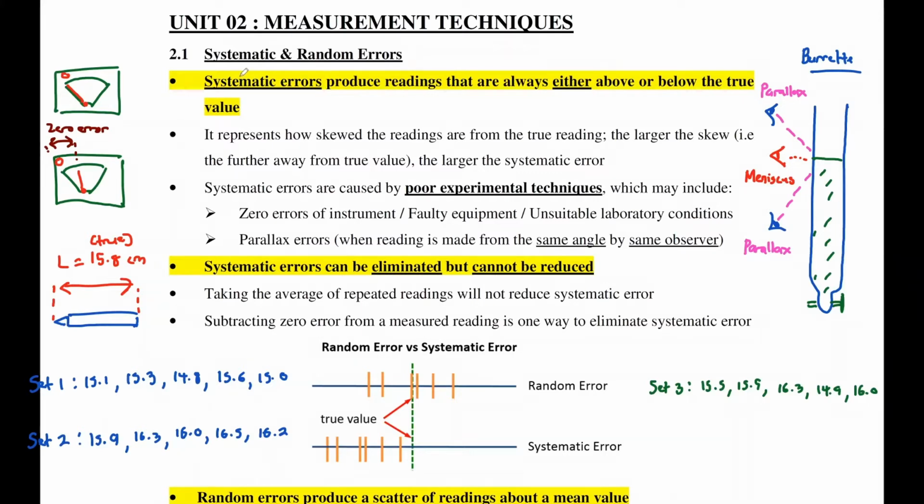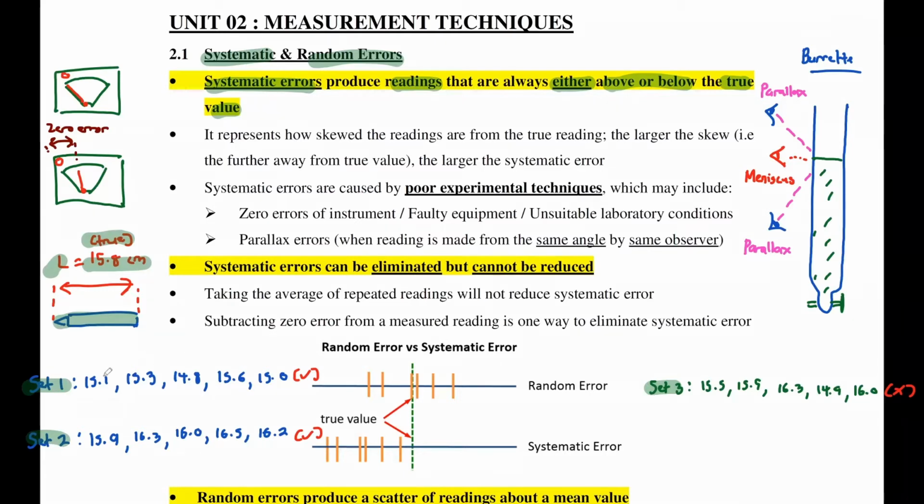All measurements are subject to errors, namely systematic and random errors. Systematic errors produce readings that are always either above or below the true value. For example, we have a pen whose length has a true value of 15.8 centimeter. We use a ruler to make repeated measurements of the length, giving us results set 1, set 2, and set 3. We would say that the first two sets of readings have systematic error, whereas the last set has no systematic error. Why do we say so?